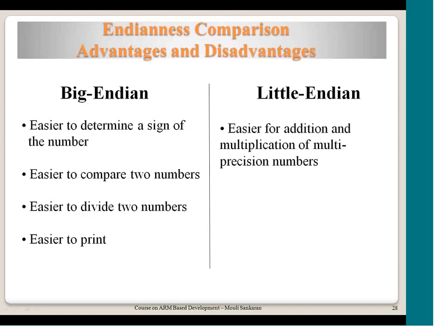It is also easier to compare two numbers in Big-Endian. If it is an unsigned number and you see that some of the higher bits are 1, that means that value is more than one having 0. So if you start comparing the bits from the higher end, you will be able to compare two numbers. Division also starts from the top, so it is easier in Big-Endian, and it is easier to print because we read from the MSB. Suppose 4028, the 4 may be part of the higher part of the binary representation.